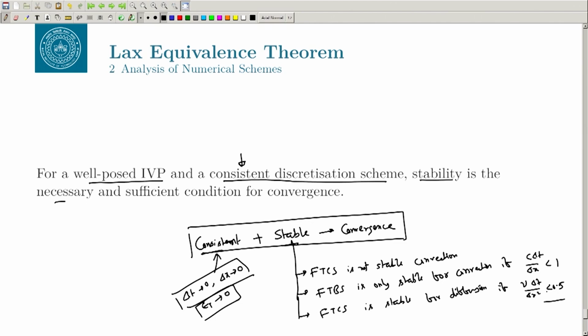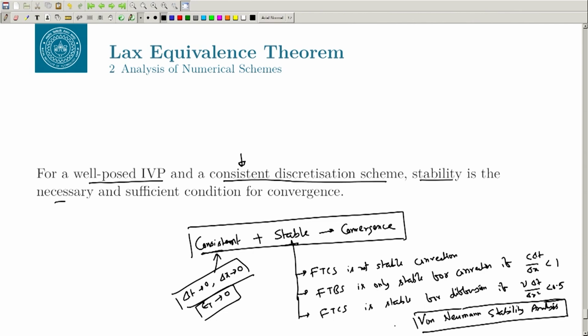In the next class, we will go into a formal analysis of stability of a numerical scheme, and that analysis is called the von Neumann stability analysis. There are many ways to analyze this. There is the matrix approach, and there are some more approaches, but this is the most popular approach, that we will be doing in the next class. And this will give us a lot of information.